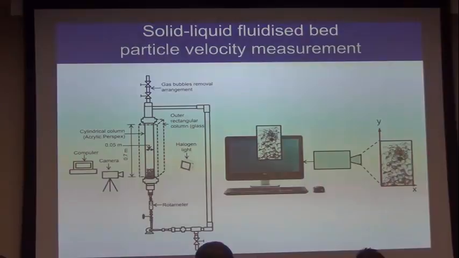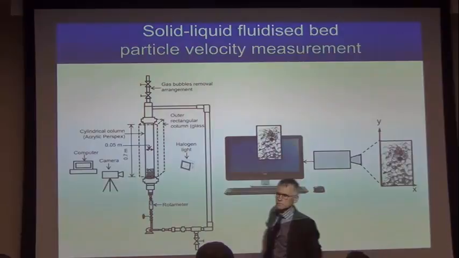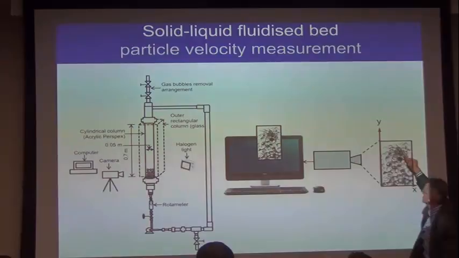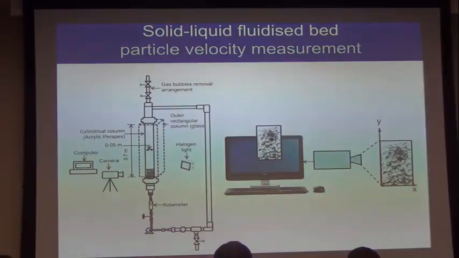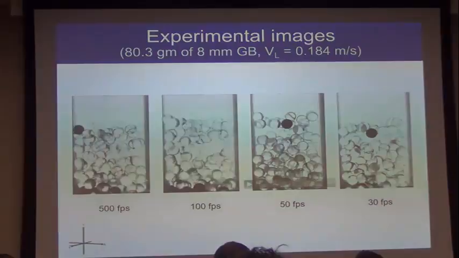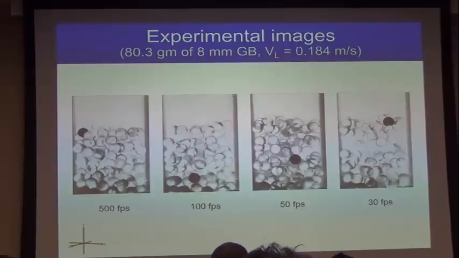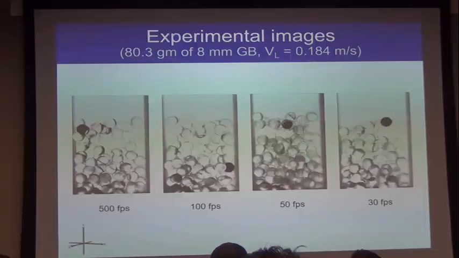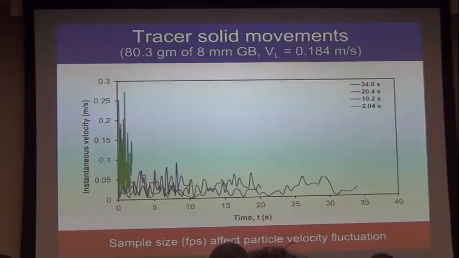We've been trying to get velocity measurements in a fluidized bed. In this particular case, these are high-precision glass spheres, and we've coloured them. We've been able to track the motion of these. So here's some of our images. We can follow them around in 2D, and we get instantaneous velocity measurements as a function of time.